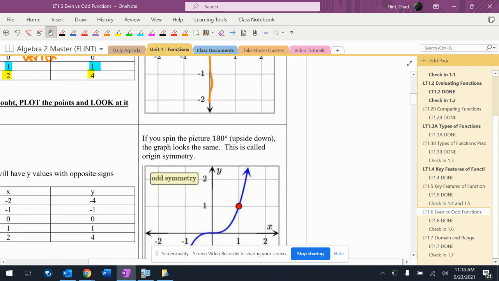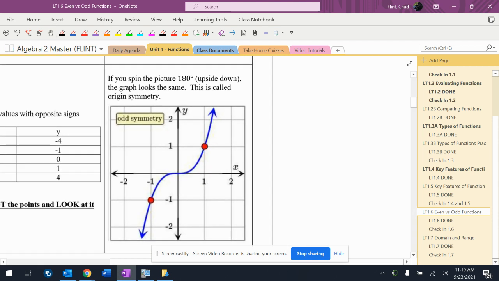Odd's a little bit harder to do, and it's hard for me to show in a video like this because I would actually take the thing and physically turn it upside down. But if you spin the picture upside down 180 degrees, the graph looks exactly the same. It's called origin symmetry, which is odd symmetry. I don't know why it's called odd symmetry, but that's what it's called. So that would be an odd function.